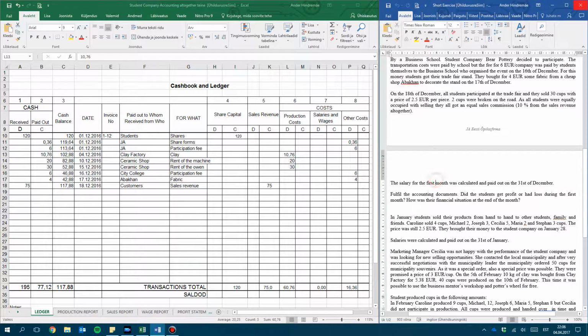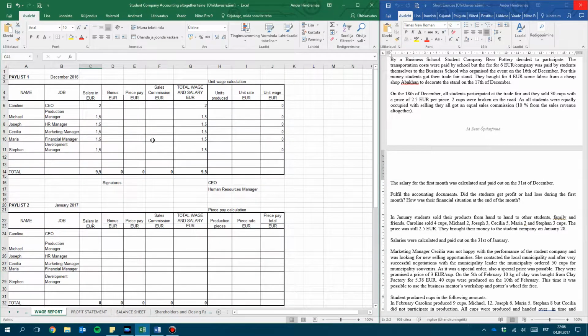The salaries of the first month were calculated and paid out on the 31st of December. So now we can already pay the salaries. Let's open the profit statement. No, sorry, the salary wage report. Wage report, yeah. So here we have the base salaries, which don't change, which we filled in at the beginning of the exercise. Next we have the bonus. No one gets a bonus today. For piece pay, we actually need to make some calculations.